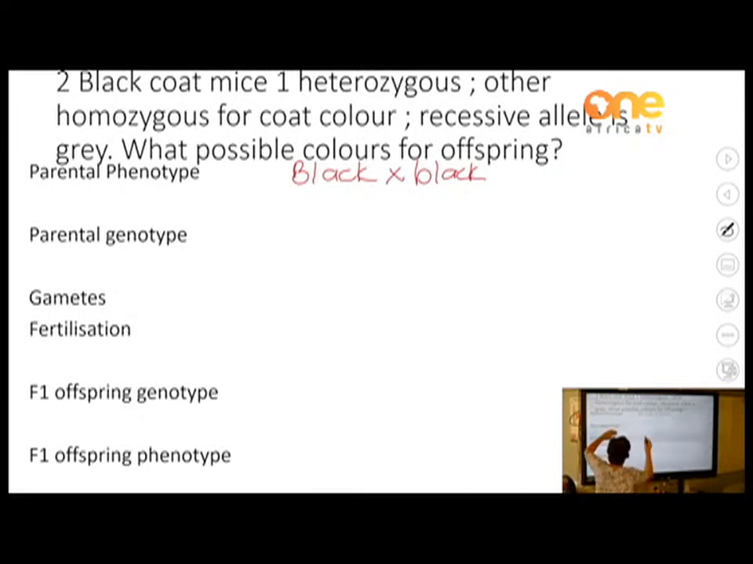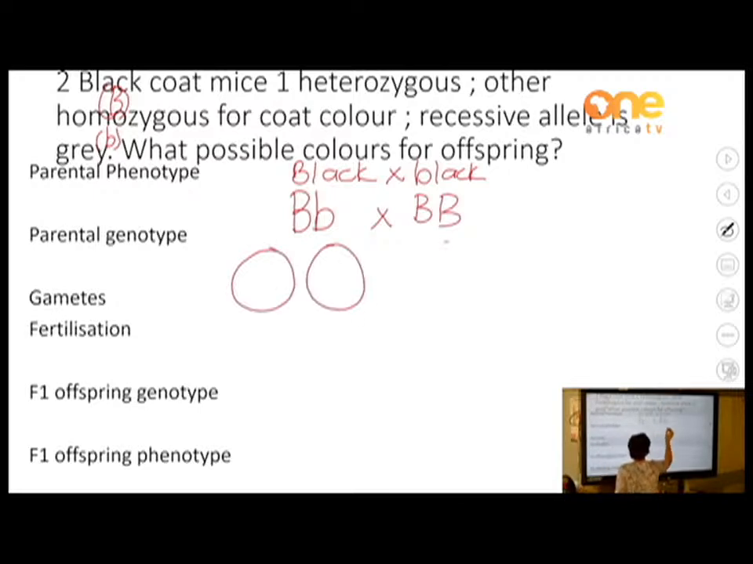So, the heterozygous will be capital B, small b. And I normally will write down black is dominant, ne? And what will grey then be? The grey coat will then be small b. Important. We use the small letter of the dominant allele. And the other one is homozygous. Now there will be gametes.